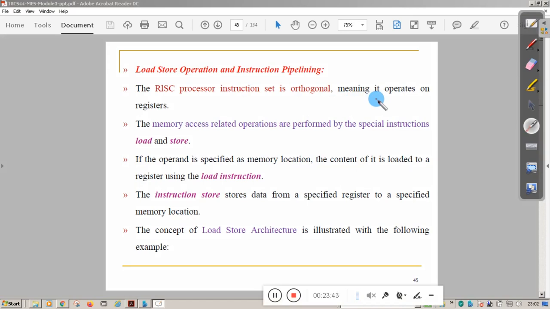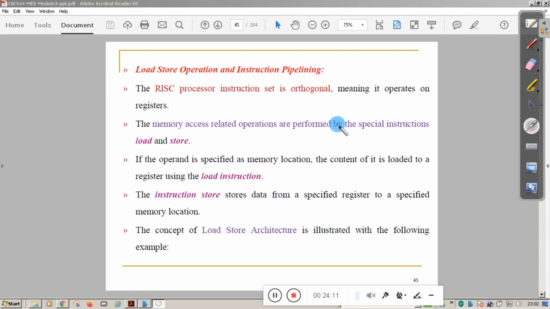For example, if you take ARM7, 90% of the time ARM instructions operate on the register. Load and store are used to fetch the instructions from the memory, but whatever the operation, it will be performed in the register only. So no operation will be performed on the memory. That's why RISC processors are rigid, but faster.